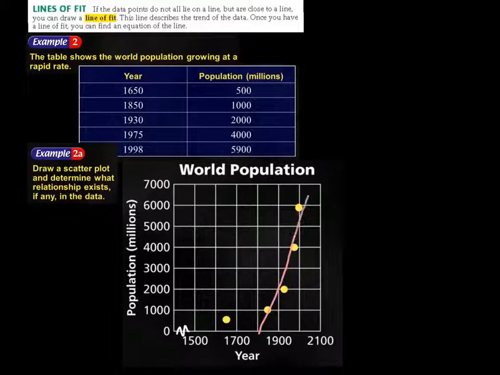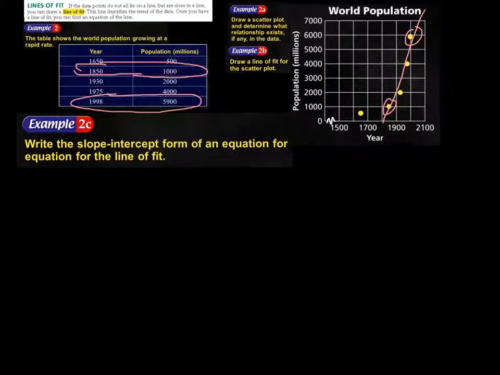They don't necessarily go through the points, but I could say if I go through these two, it puts one quite a ways on the left. These two are a little bit on the right. It's a fairly good line of fit. Now, we drew our line of fit kind of through the points.